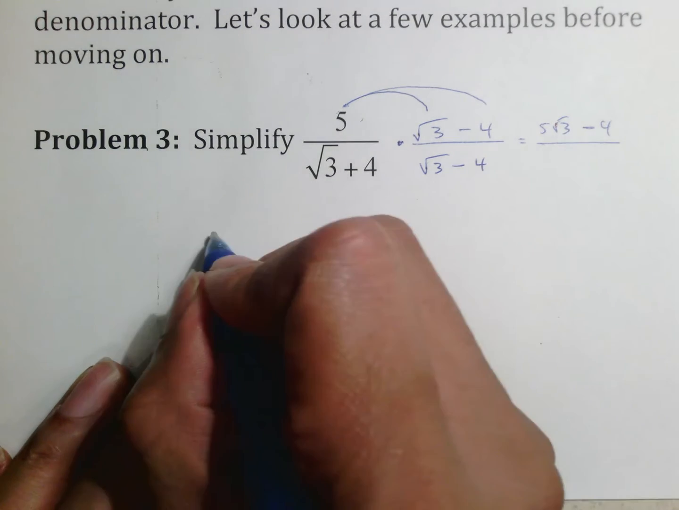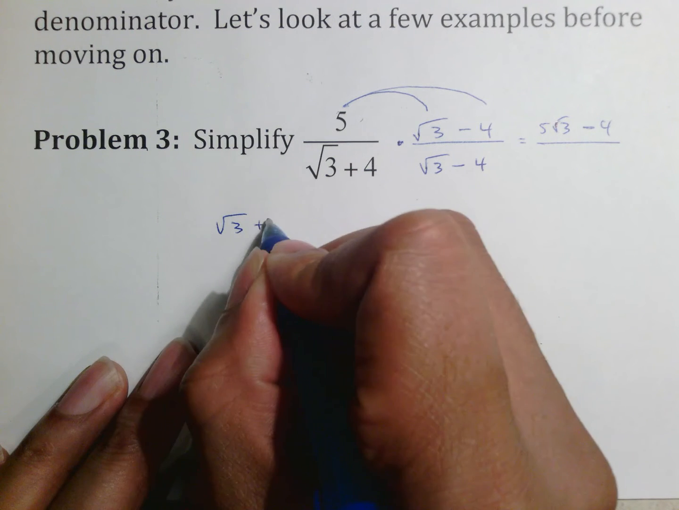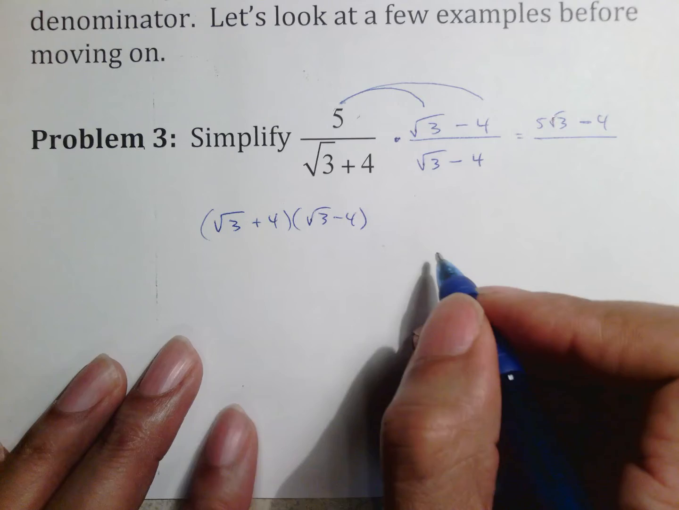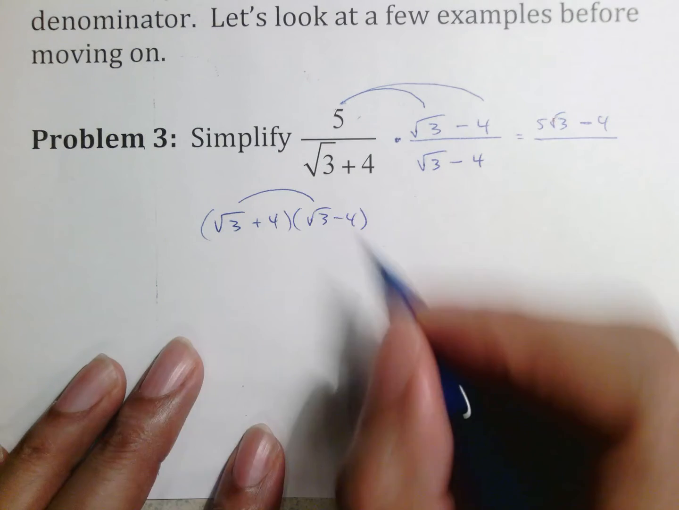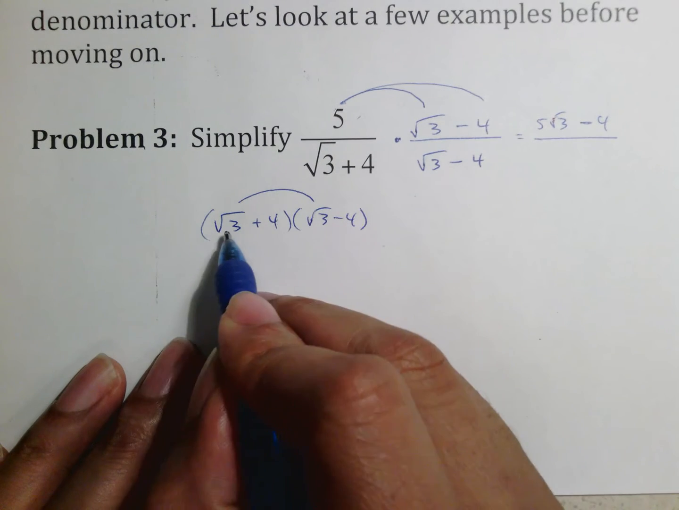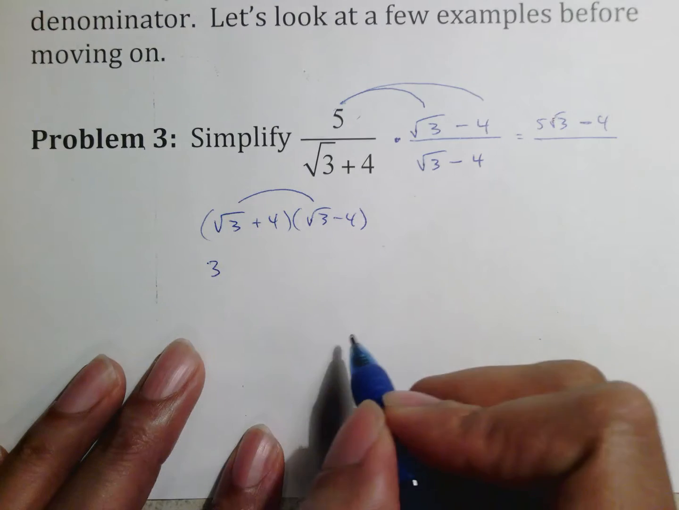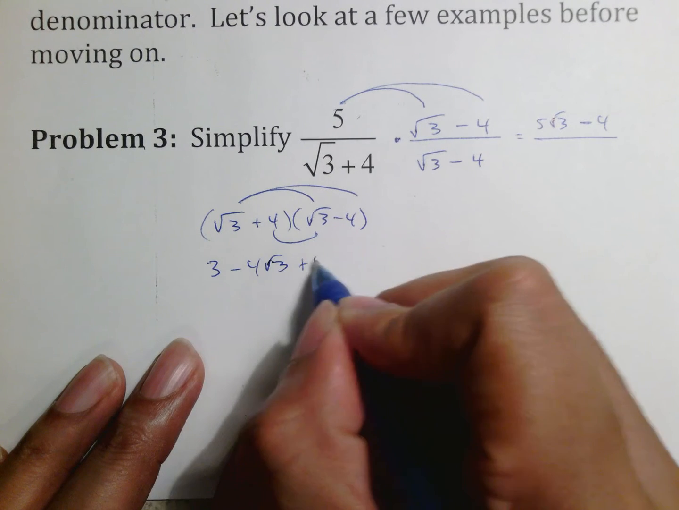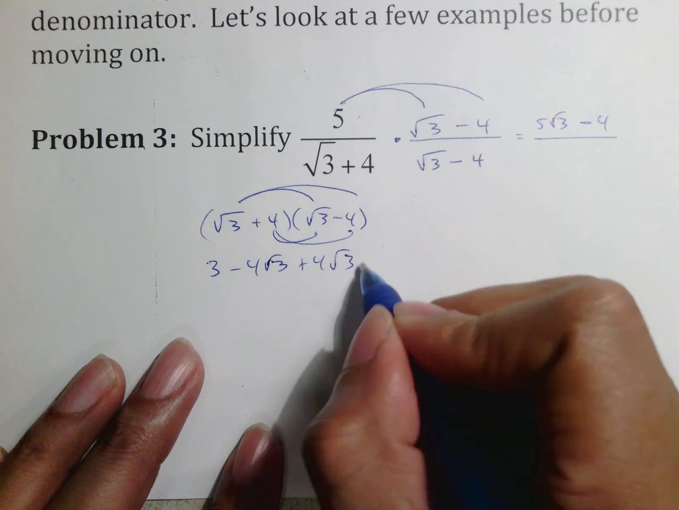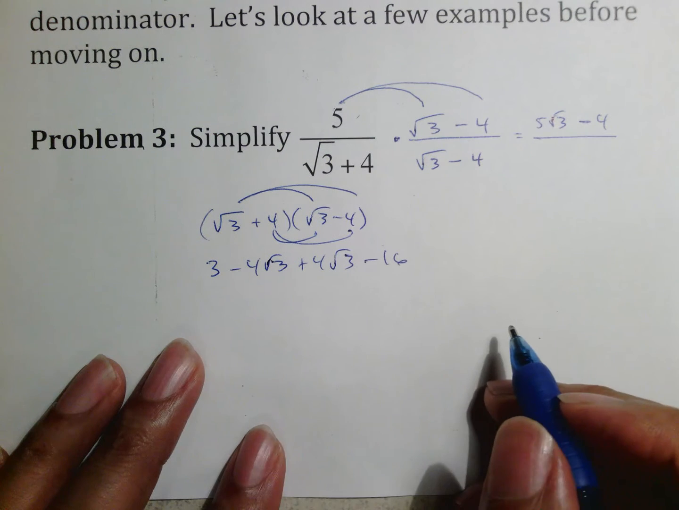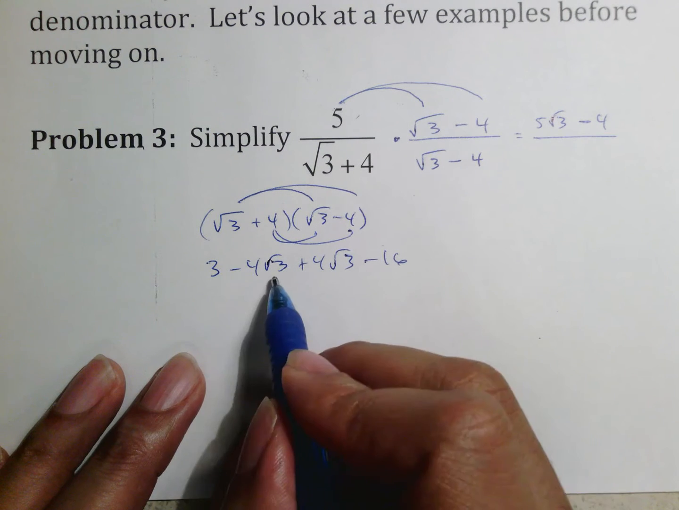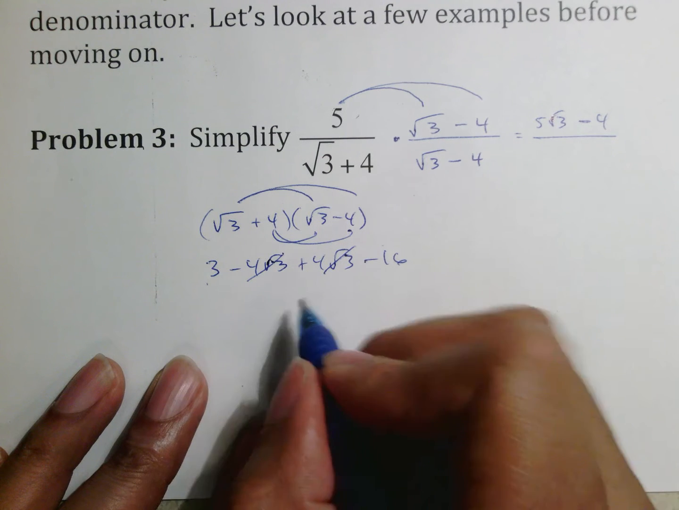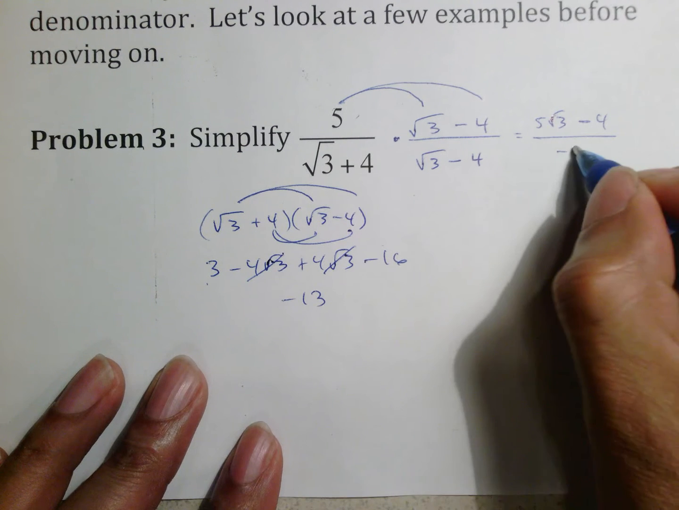So what I want to do is simply take this over here, root 3 plus 4 in parentheses, root 3 minus 4 in parentheses. I know that root 3, and this is again out of experience, root 3 times root 3 is 3. Minus 4 root 3 plus 4 root 3 minus 16. Notice that these two middle terms are opposites, which means they go away. And 3 minus 16 makes negative 13, which goes right here.